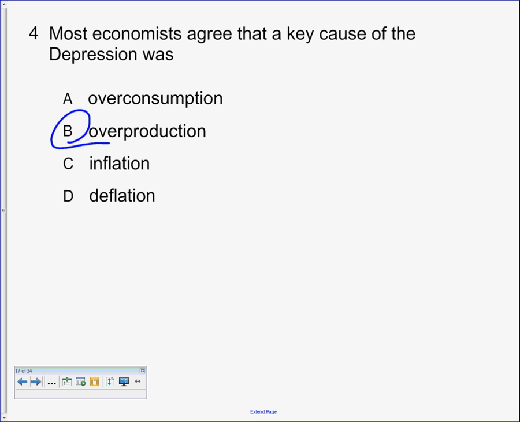And our answer here is overproduction. We had a very affluent society in the 20s that was producing a lot of things: radios, cars, farm equipment, things like that. But nobody had the purchasing power to buy them. So when you can't afford to buy something you really like, that high definition television, you buy it on credit.